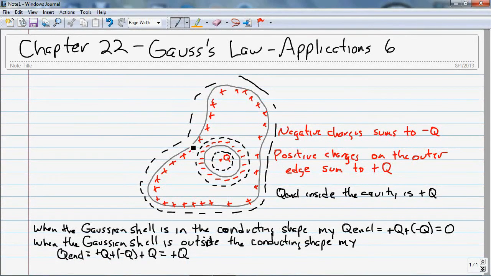So I hope this helps you to see how to calculate Q enclosed when there's a mixture of positive and negative charges. Once you get the Q enclosed correct, everything follows the same for Gauss's law.